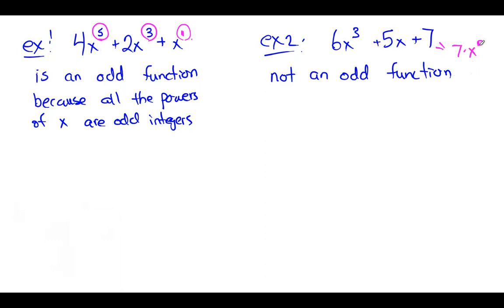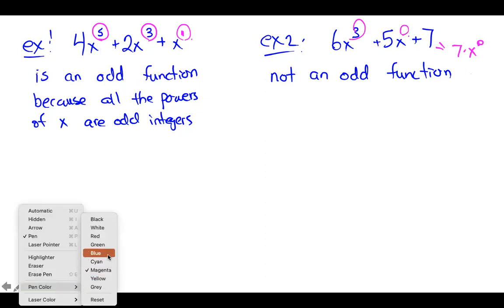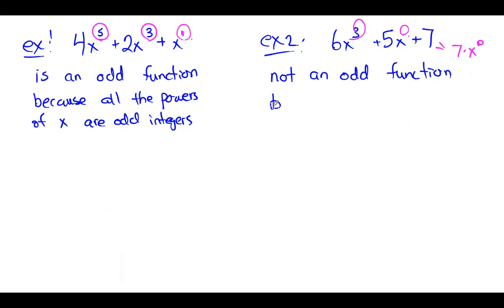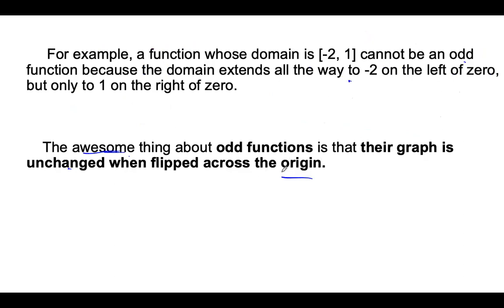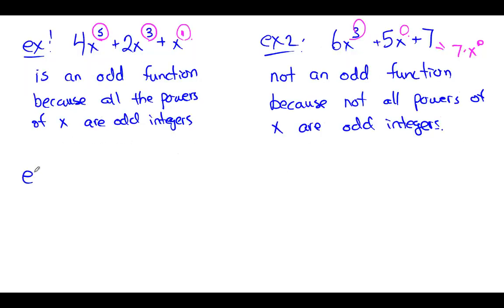So this is obviously an even, the 7 is even, and these are odd though. So because not all powers of x are odd integers, it's not an odd function. One more example.